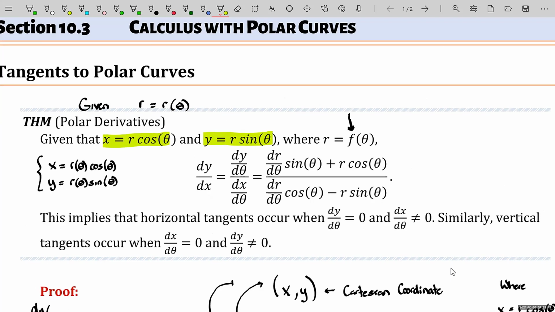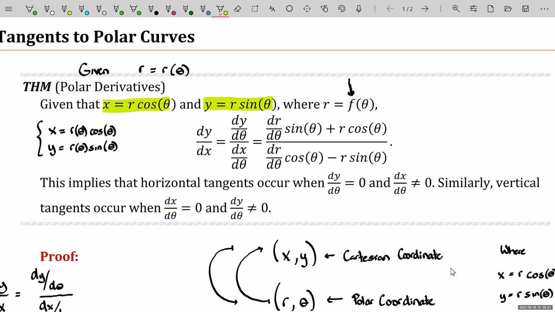All right. So again, what we have mentioned in the past is that horizontal tangents occur when the numerator of your derivative is 0, but we also require that the denominator is not identically 0. And along the same lines, if you want to find vertical tangents, those occur when the denominator is 0, but the numerator is not. That's the only thing we're learning in this section.